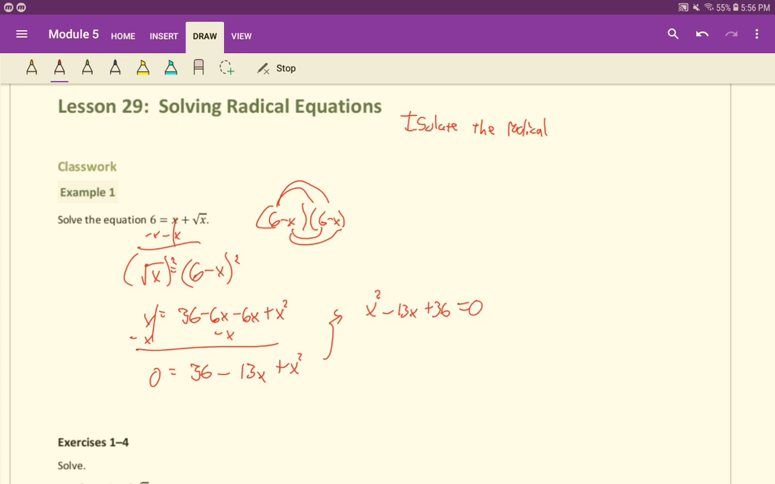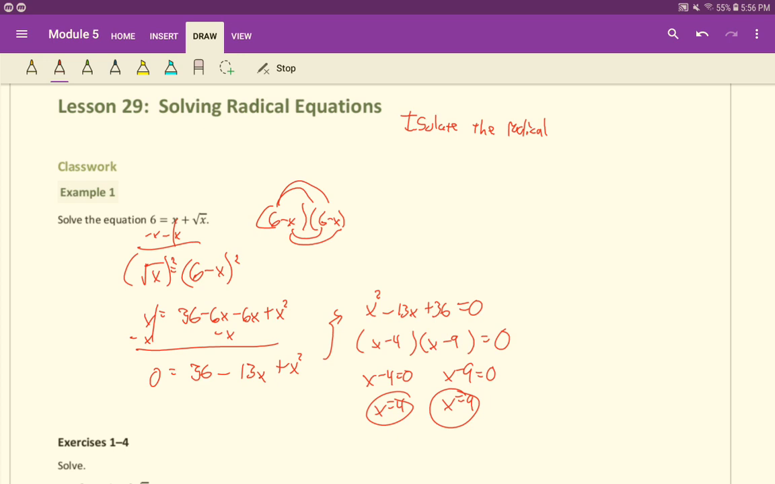Now, we have to solve this quadratic equation. We could use quadratic formula. We could see the factors. Let's see the factors. So we need two numbers that multiply to positive 36 and add to negative 13. Pause the video and give it a chance. What do you think? It's minus 4 and minus 9. So we get x minus 4 equals 0 and x minus 9 equals 0. And we get x equals 4 and x equals 9.